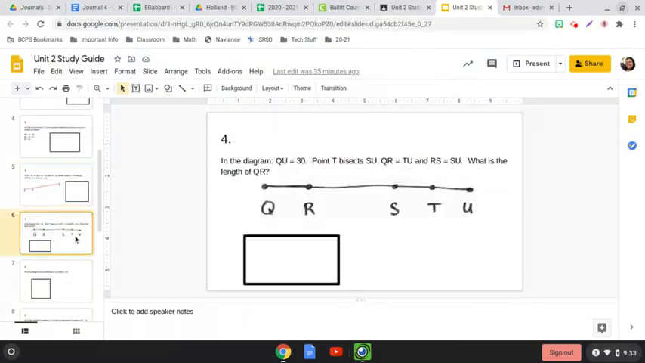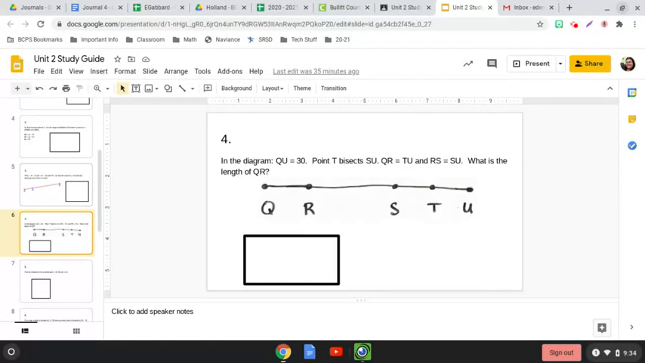So problem 4. It looks a little more daunting than it really is. We're just going to take this line segment, follow the directions, and put in what we solve. So we're going to draw it out. I'm going to draw it out on my paper so I can mark it up. I know math is a lot easier to do on paper.